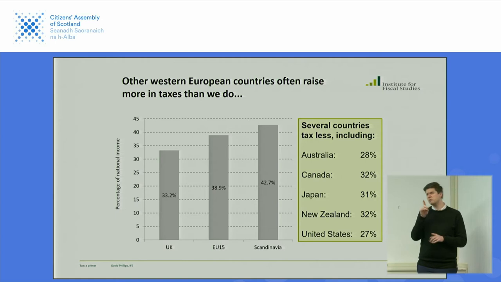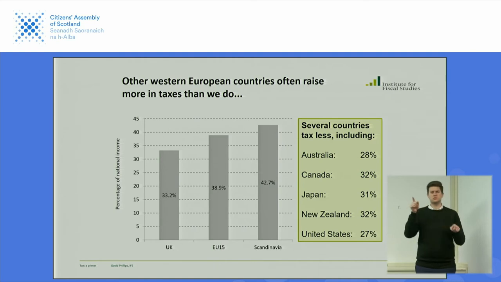Although we're not low tax compared to the whole world. For example, other English-speaking countries like Australia, Canada, New Zealand, often tax less than us. What you tend to find in the UK is we sit in between Europe and these other English-speaking countries, and depending on whether you have a Conservative Prime Minister or a Labour Prime Minister, we move back and forth a little bit between Europe and America on our levels of taxation.